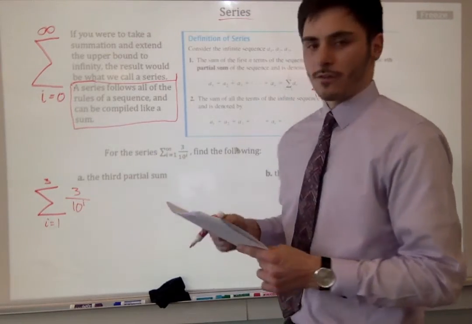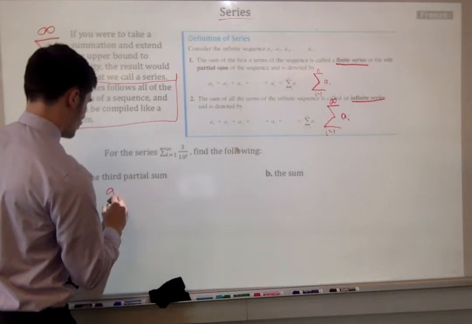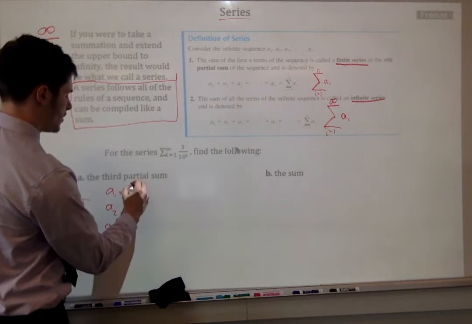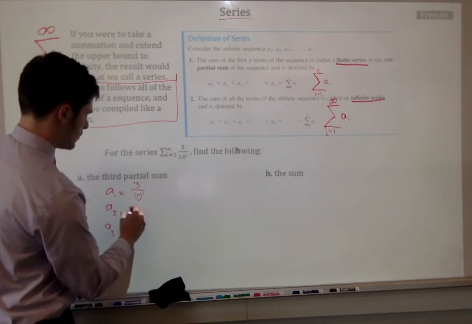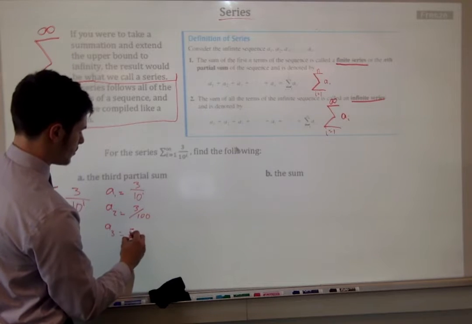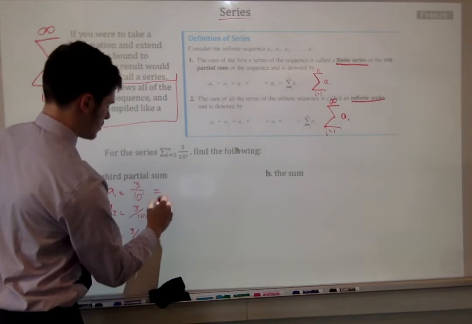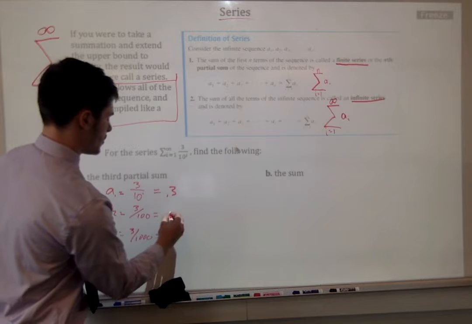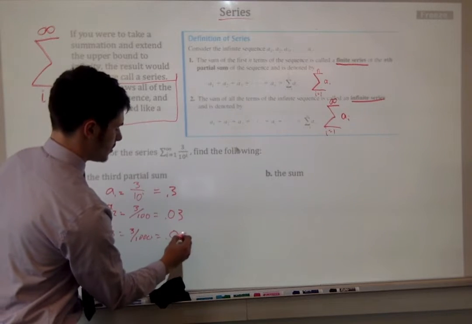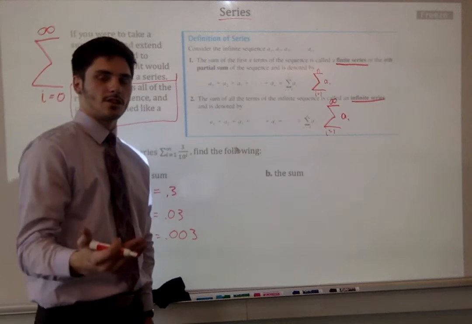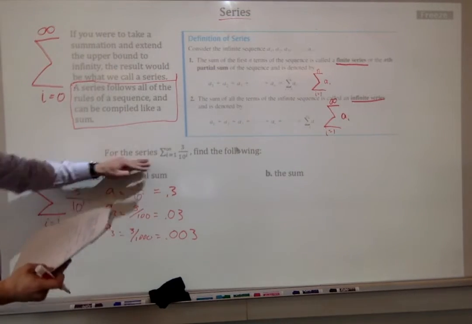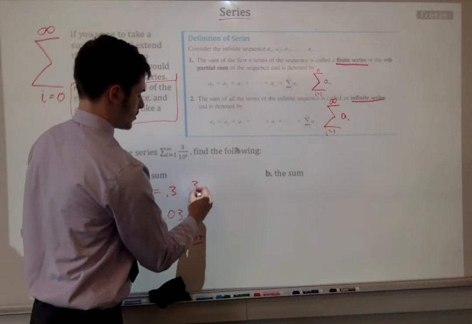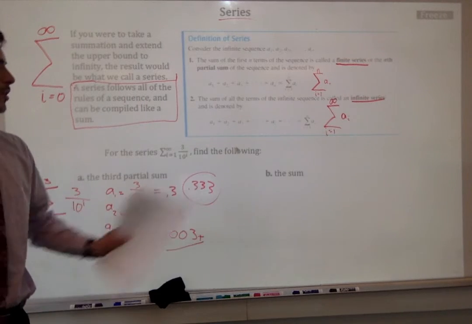So let's go through and find the first three terms of this sequence. A1, A2, A3. A1 is 3 over 10. A2 is 3 over 100. And A3 is 3 over 1000. So A1 equals 0.3, A2 equals 0.03, A3 equals 0.003, and just like we've been doing, since we're taking the sum, we're going to add all these together. And we're going to get 0.333, and that's going to be the third partial sum.